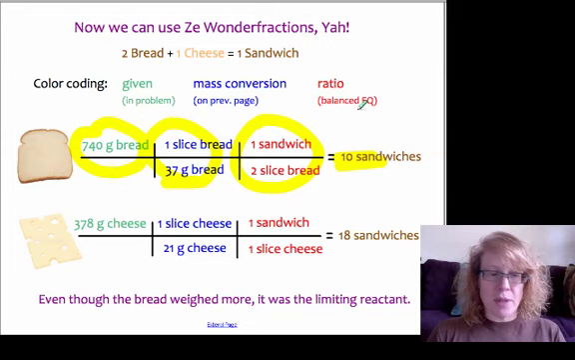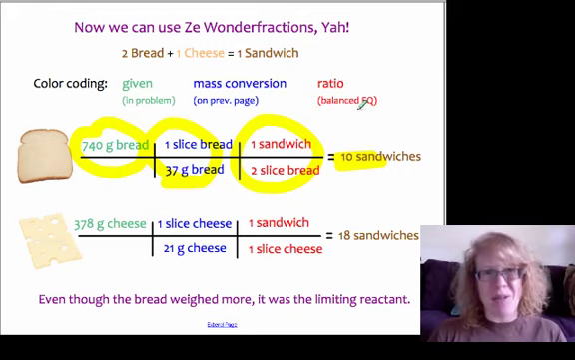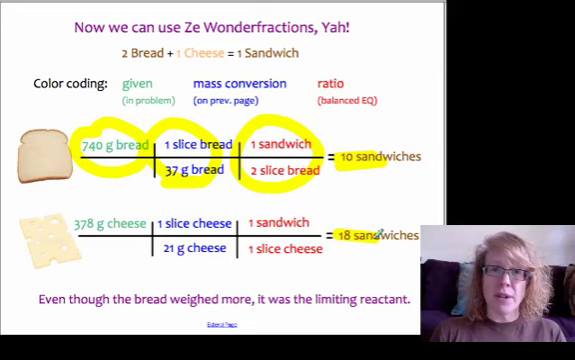Hopefully you can follow the cheese one on your own. But if we have 378 grams of cheese, I know that 21 grams is 1 slice, and then 1 slice of cheese is one sandwich. Not my ultimate sandwich, but in this particular problem, there we go. And for this one, when you do the math out, you find that you can make a total of 18 sandwiches. So there you go. We have to do that mass to slice conversion first.